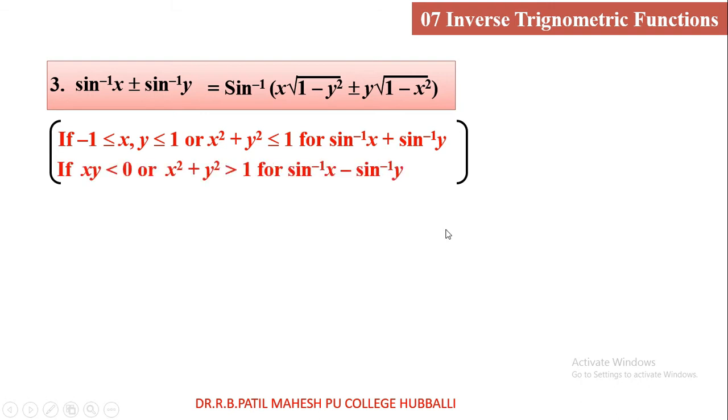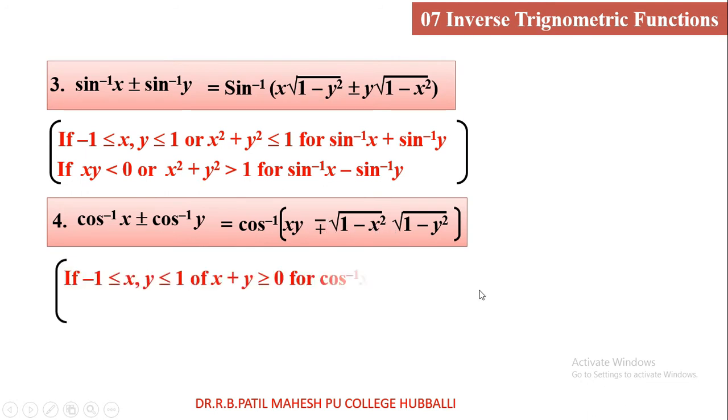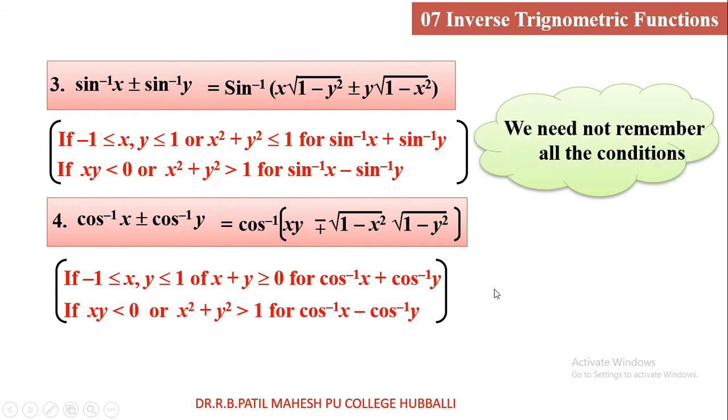Fourth one, cos inverse x plus or minus cos inverse y is equal to cos inverse of xy minus plus. Take care about the signs. When plus in the LHS, minus should be in the RHS. When minus in the LHS, plus should be in the RHS. So cos inverse of xy minus or plus root of 1 minus x square into root of 1 minus y square. The conditions on x and y are here. Dear students, again I tell you, we need not remember all the conditions. Just remember the formulas.